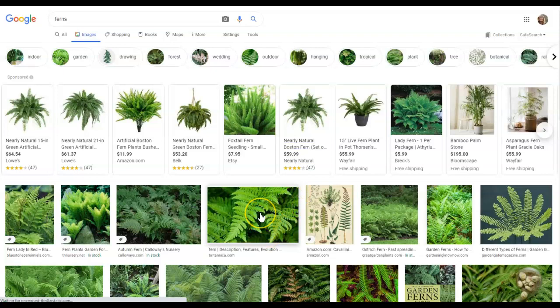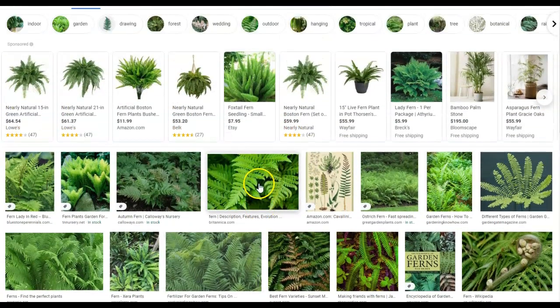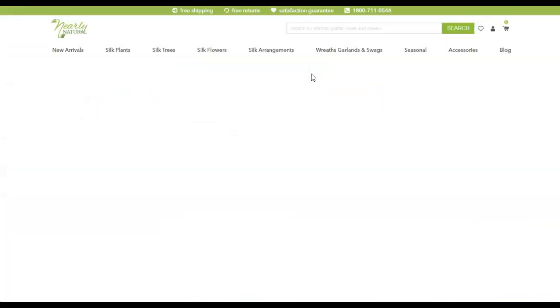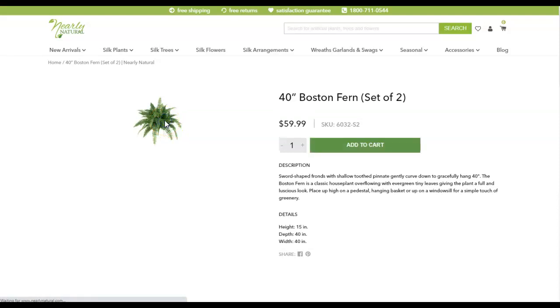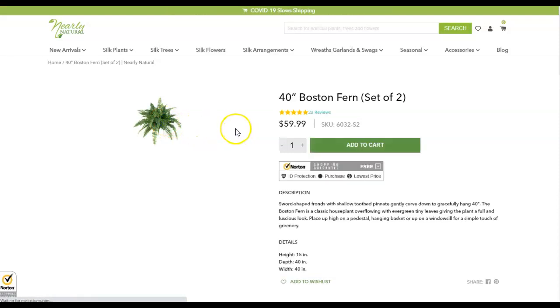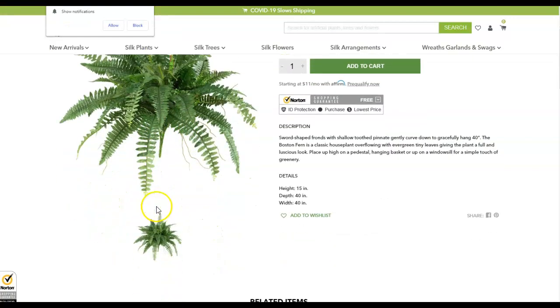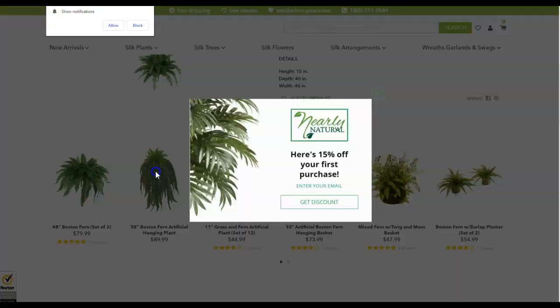So this is what a fern looks like. It's very leafy. You may see some that are hanging in a basket. They get pretty big. So long, leafy. Oop, here's another one. So see how long they can get.